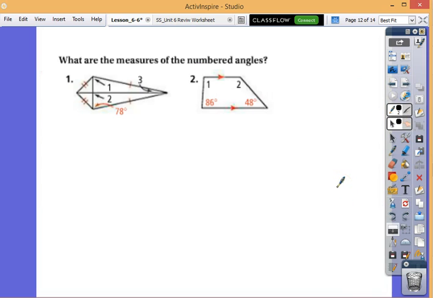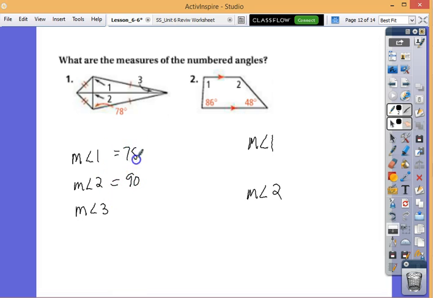All right. Real quick, see if you can do these two. This is kind of a sum of what we've done today. Be really careful about number 2. All right, we're running out of time, so I'm going to sum up real quick. So right off the bat, I know that angle 2 is 90, and angle 1 is 78. Angle 3 would be 180 minus 90 minus 78, which would leave me with 12.